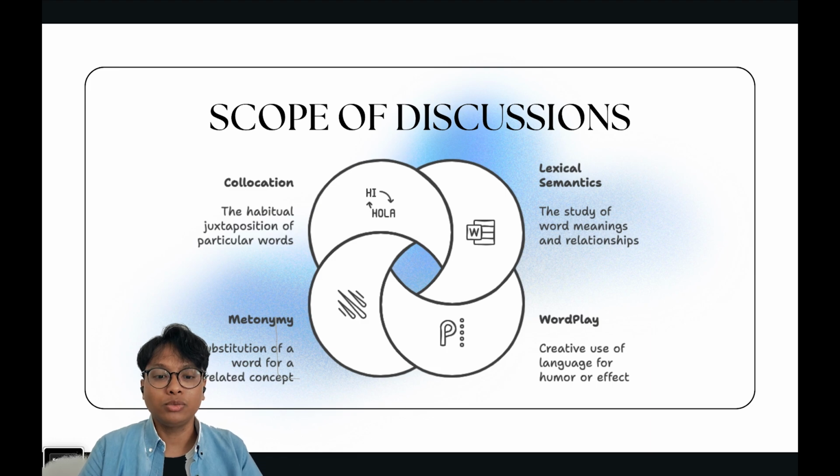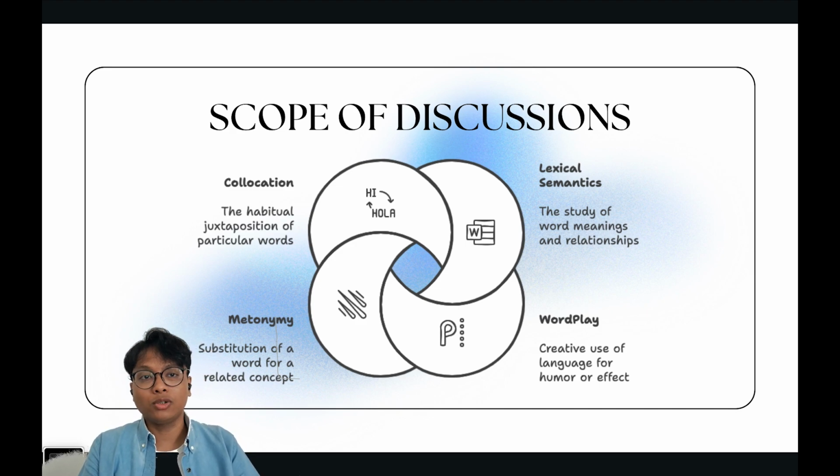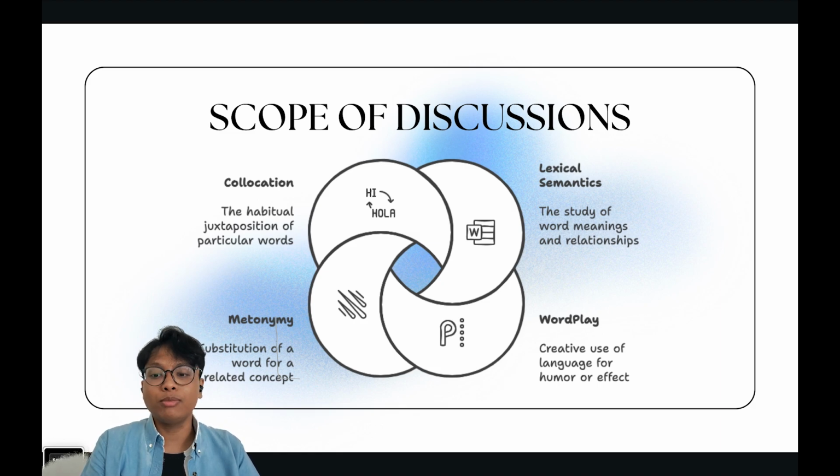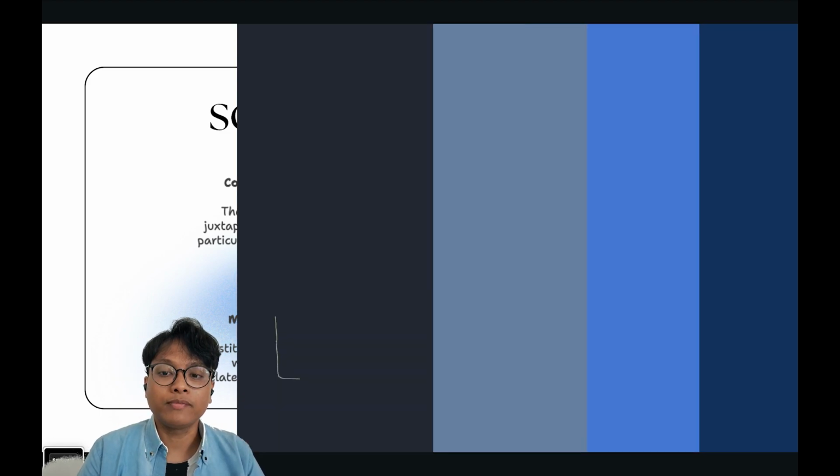The second one is wordplay, or the creative use of language for humor or effect. The third one is metonymy, which is the substitution of a word for a related concept. And the fourth one is collocation, or the habitual juxtaposition of particular words.